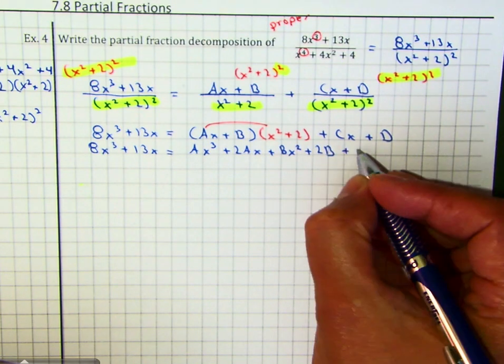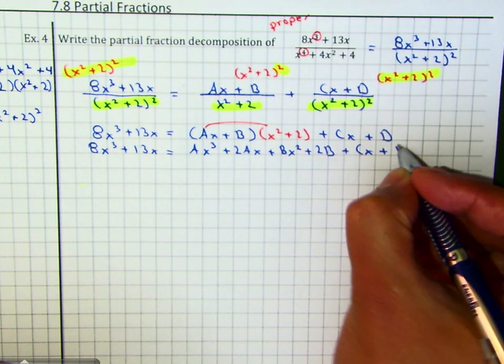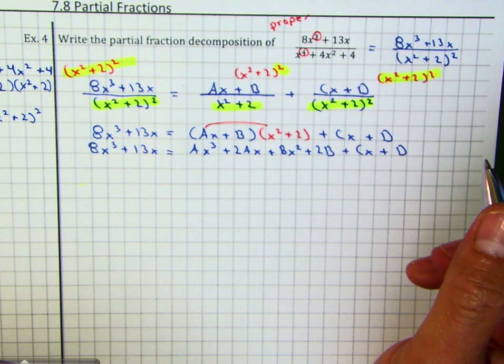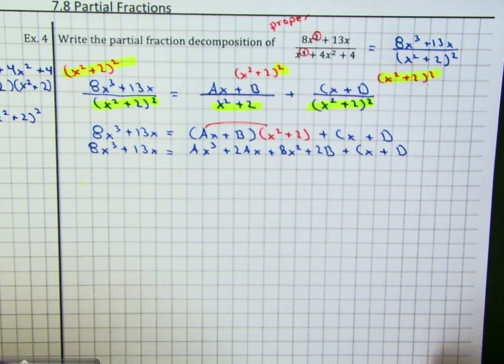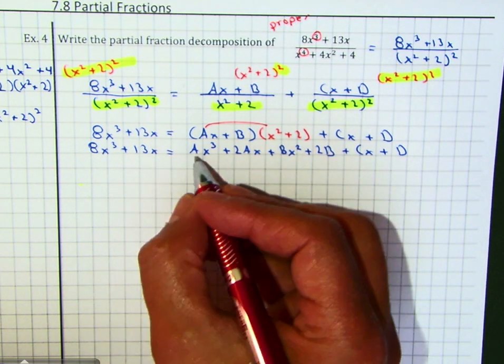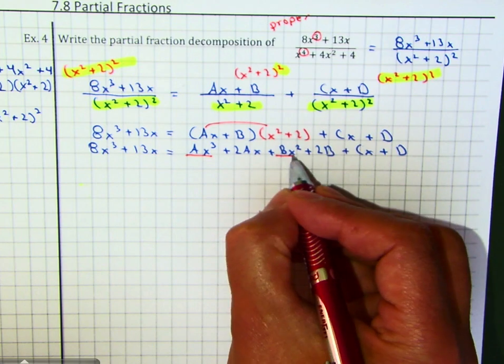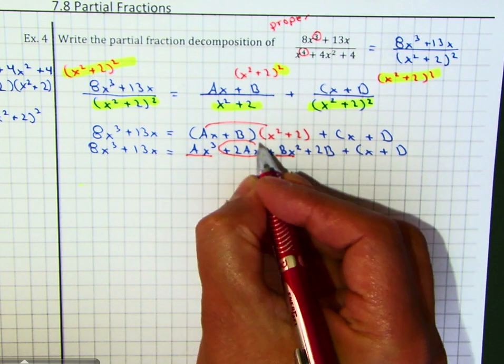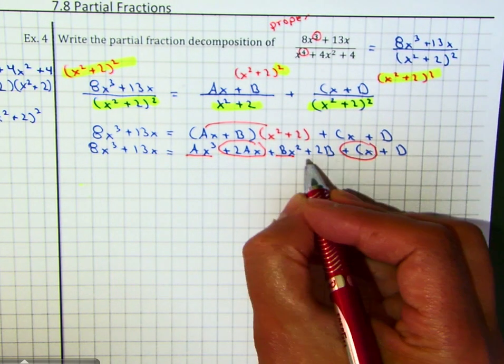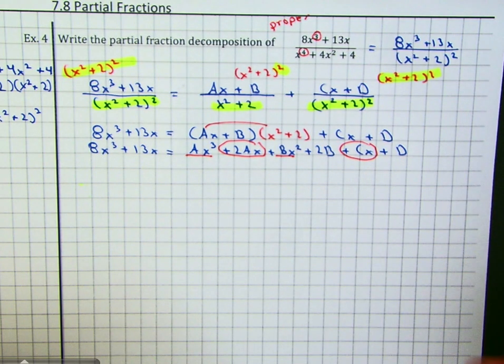Plus cx plus d. And now I can go through a process and group my x to the thirds together. It's only 1. My x squared is only 1. I'll group my x's together. And it does not have an x. I'm going to place it together.